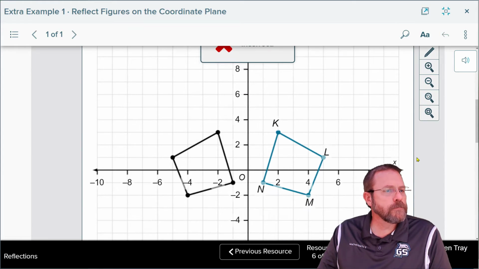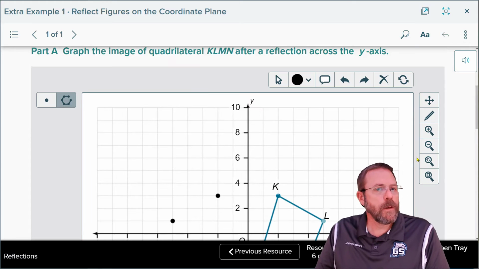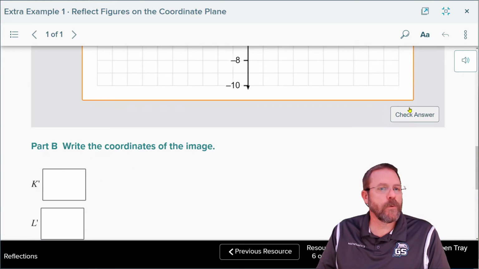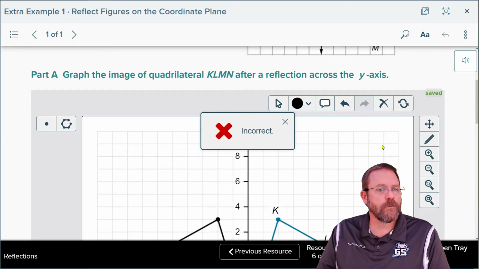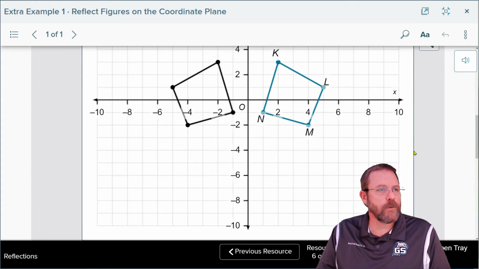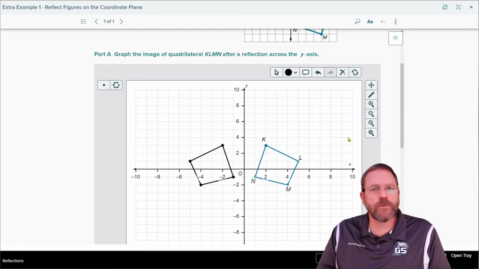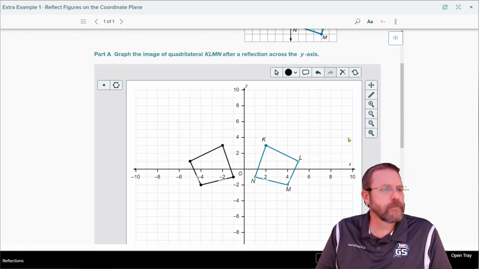Uh-oh, what's going on? It should be right. Let me try doing it in the order that they gave it to us: K, L, M, N, and back here. And now what does it say? It still says it's wrong. Well, what does it say the right answer is? And you know what? Their answer is the same exact thing that I just drew, so I think it's broken.